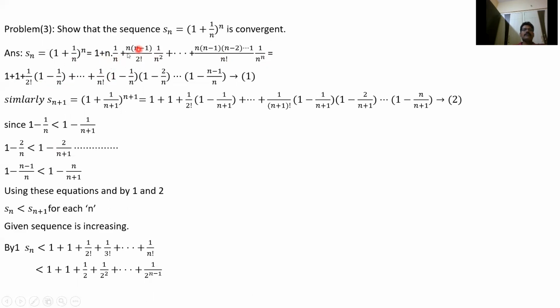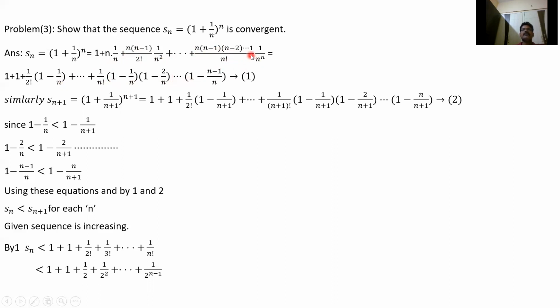So here n will be cancelled. So n minus 1 by n is 1 minus 1 by n. So on, 1 by n factorial. Here n power n means n into n times, 1 n, when we cancel 1, here we get 1 by n factorial. Here we get n power n, n square, n by n is 1, n minus 1 by n. Similarly, here n by n, n minus 1 by n is 1 minus 1 by n. N minus 2 by n is 1 minus 2 by n.